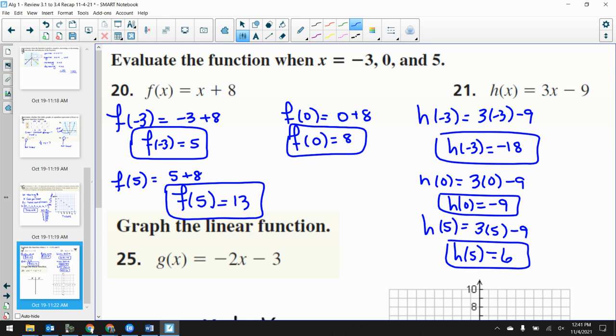Going back to your 3.1 to 3.4 quiz, this is why I put this one on there. There are questions that we know how to do better now that we know how to graph using intercepts and graph using slope-intercept. So those are the ones we took off from the first quiz, basically.